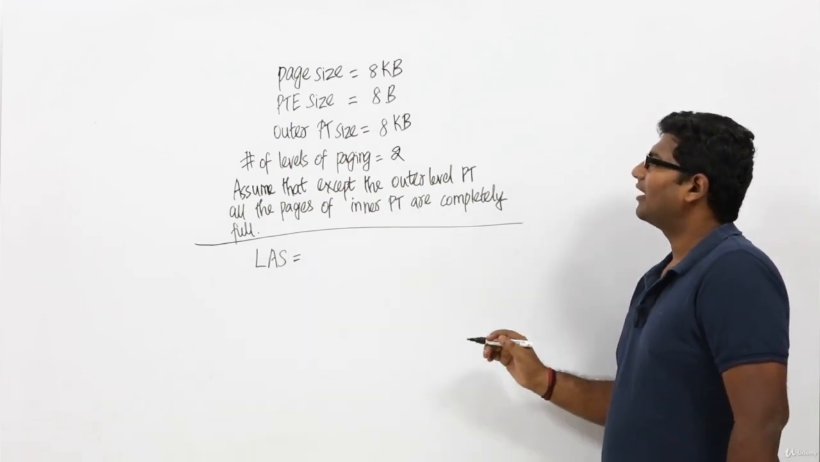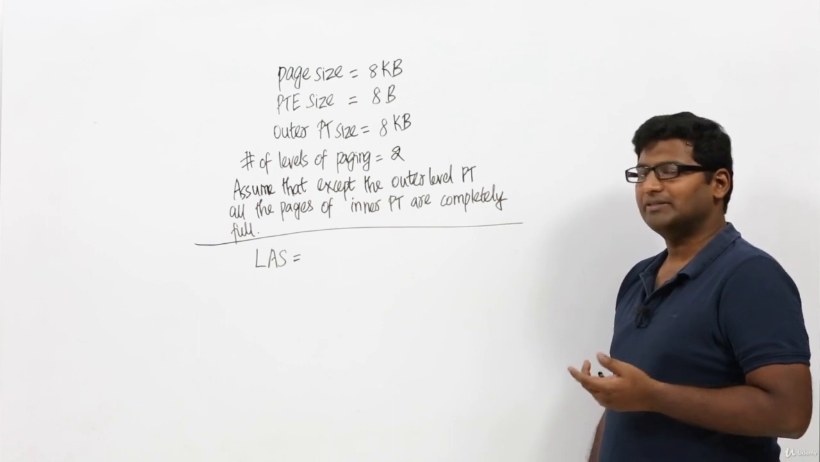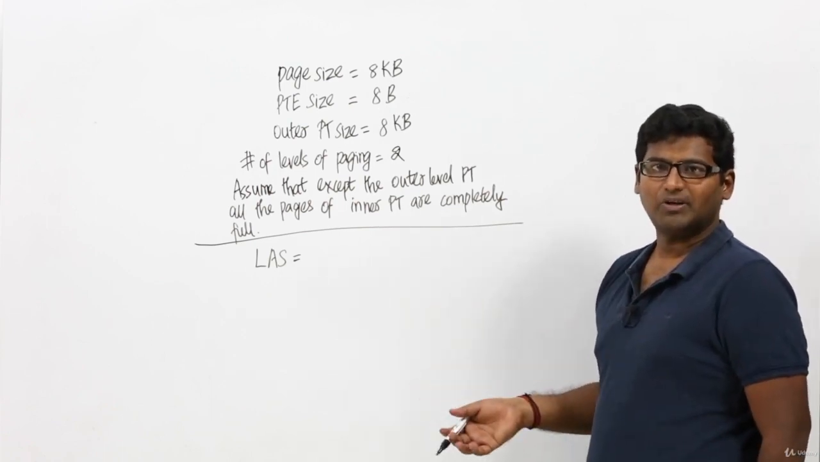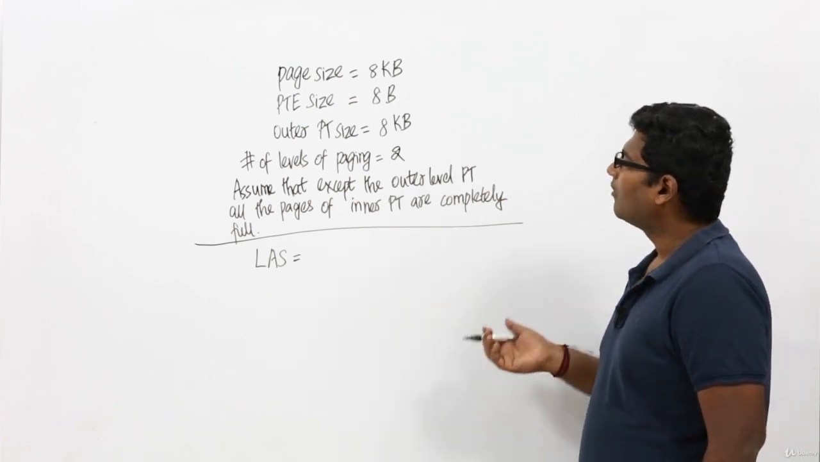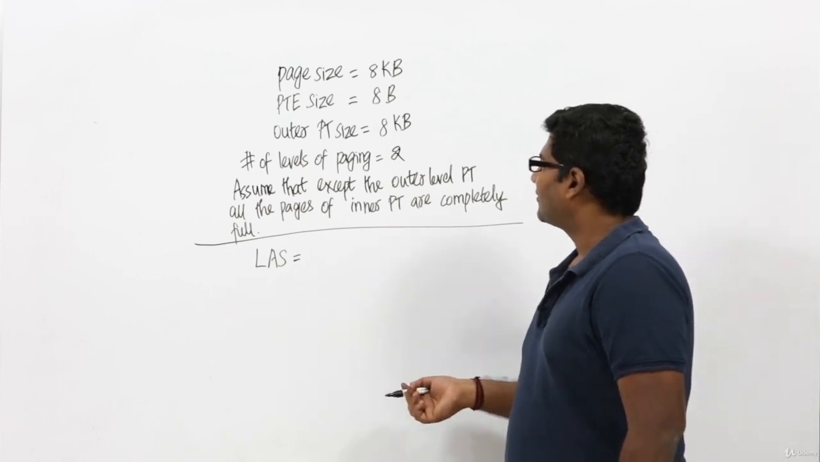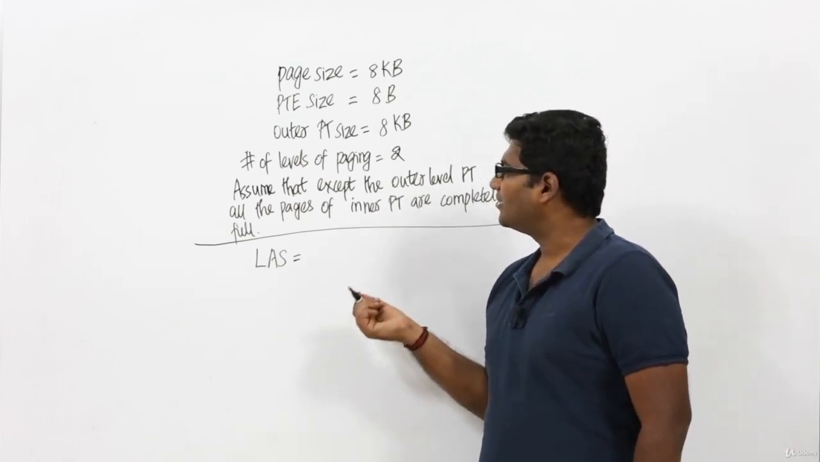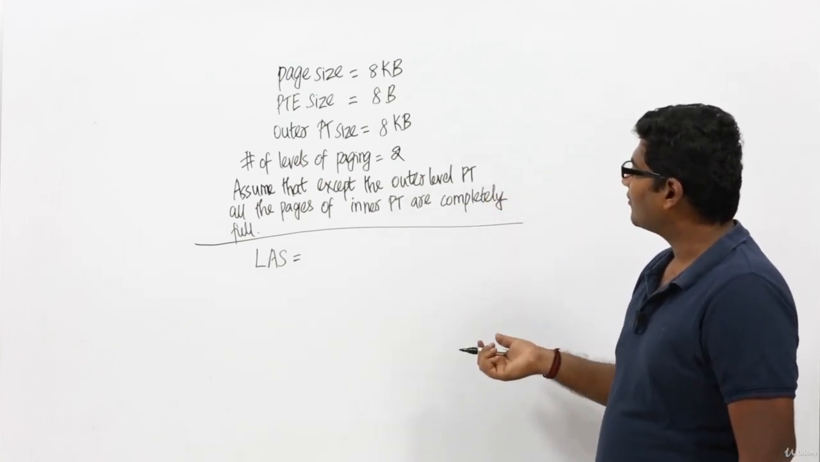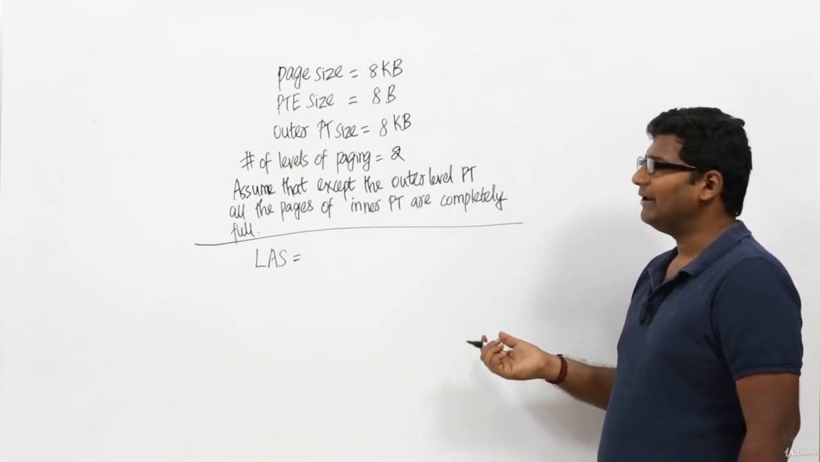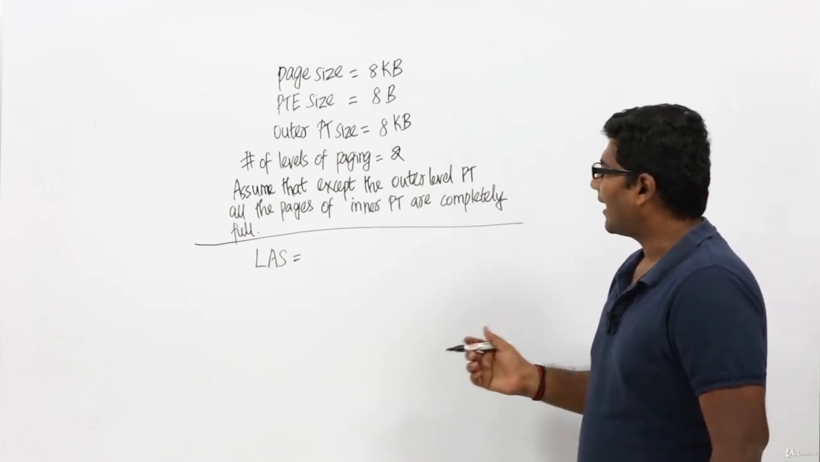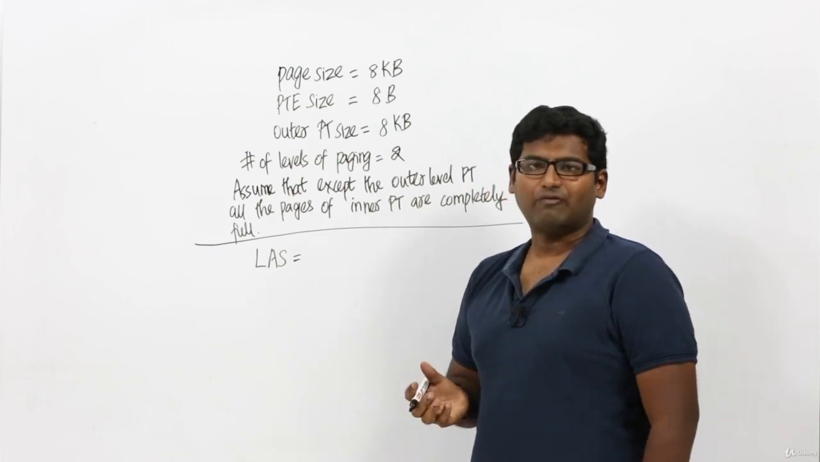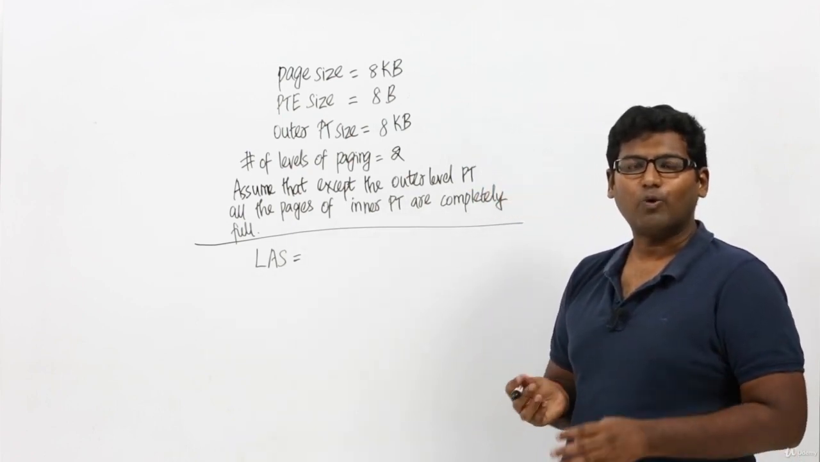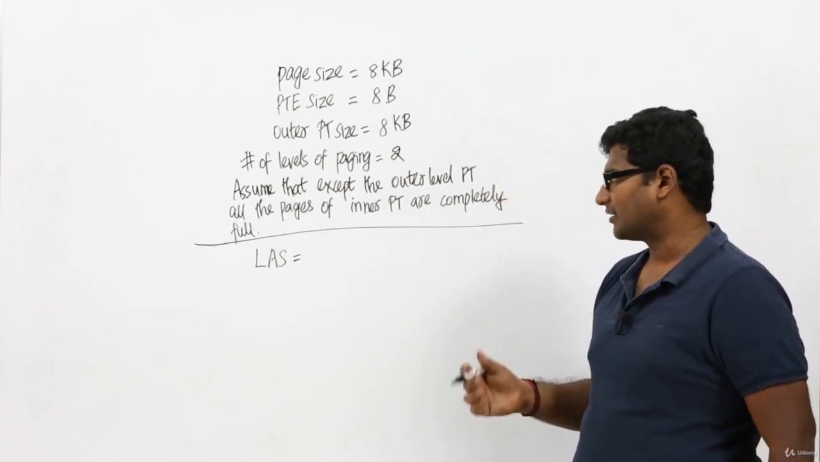And they have also given that we are using two levels of paging here, which means two levels of page tables are created apart from process. Also they are saying that assume that except the outer level page table, all the pages of inner page tables are completely full. And they are asking what is the total size of logical address space, which means what is the total size of our process. That's what they are asking.